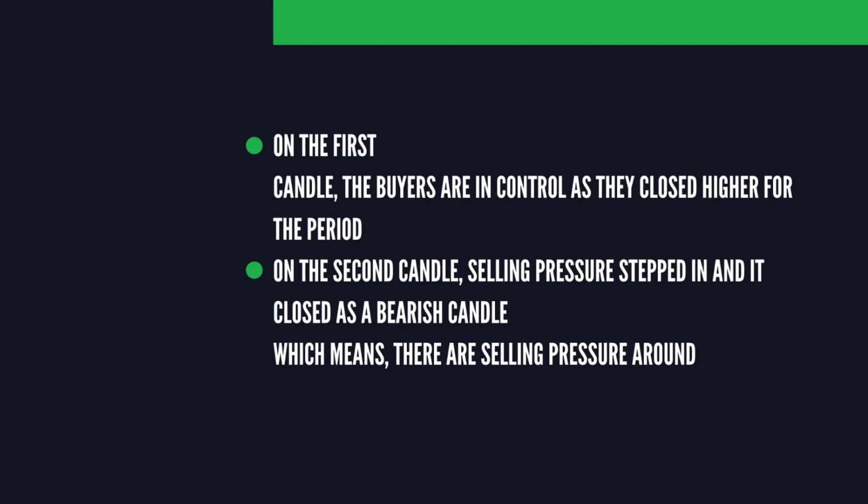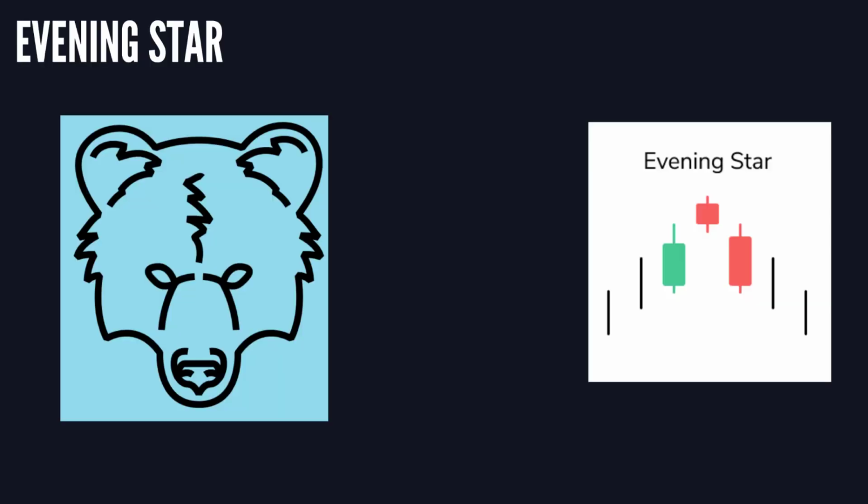So last but not least, we have the evening star. An evening star is a 3 candle bearish reversal candlestick pattern that forms after an advance in price, alright? So let's see this beautiful example. On the first candle, it shows the buyers are in control as the price closes higher, alright? On the second candle, there is indecision in the market as both the selling and buying pressure are in equilibrium. That's why the range of the candle is small, alright? On the third candle, the sellers won the battle and the price closes lower.